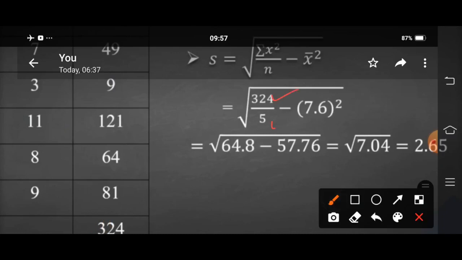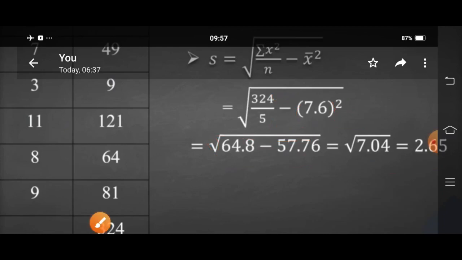Divided by the number of observations, minus the mean whole square. Then 324 divided by 5, we will get 64.8. 7.6 into 7.6, we will get 57.76. Now deduct 57.76 from 64.8 and then find the under root of this answer. We will get 2.65 as the standard deviation.